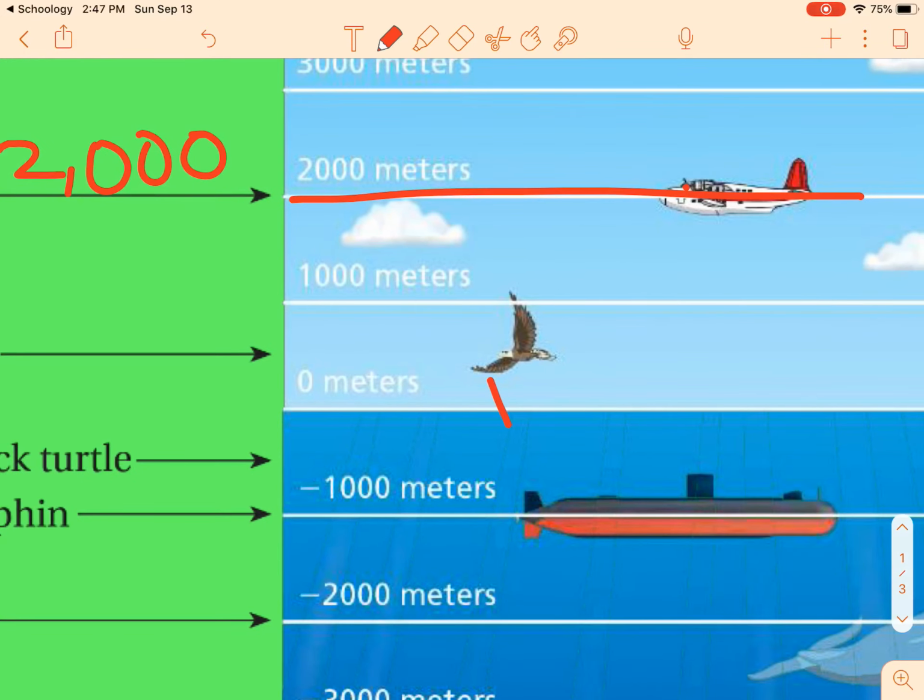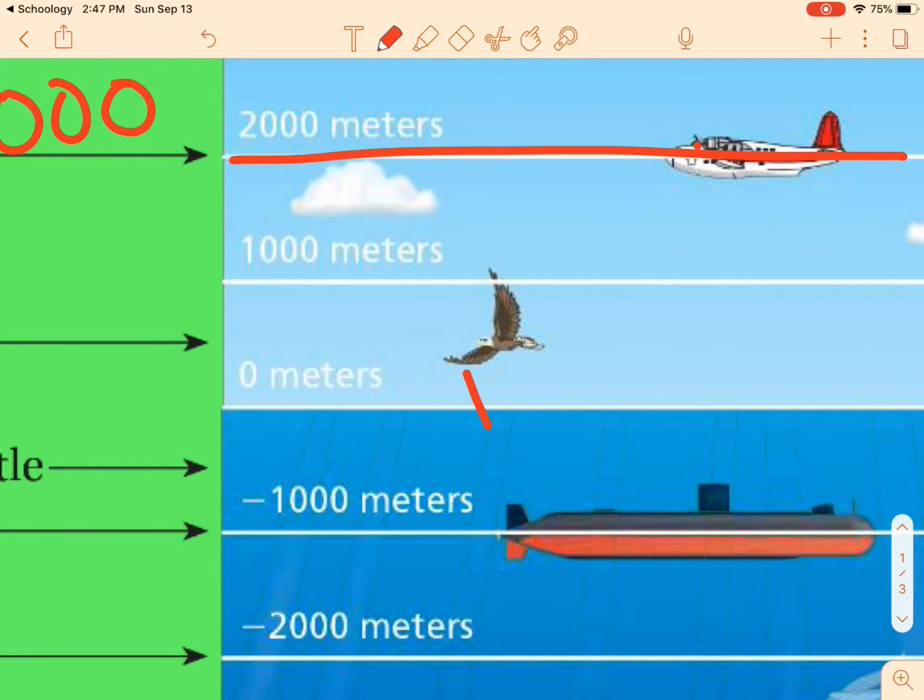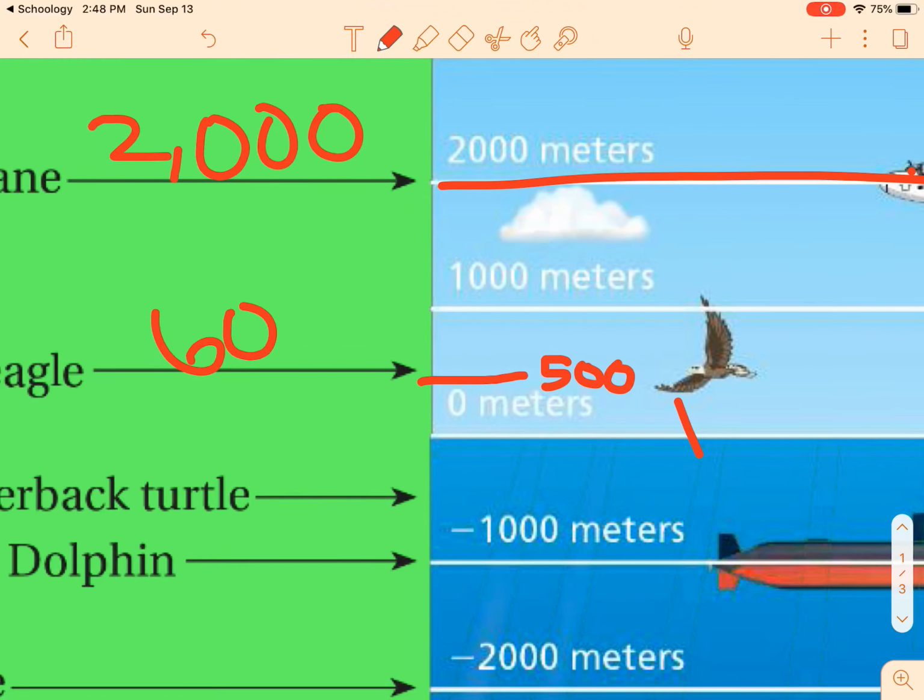Our bald eagle, this one's a little tricky. We're going to have to try to estimate. So like right here I would say would be 500. So I would say the bald eagle is flying at about 600 meters above sea level.